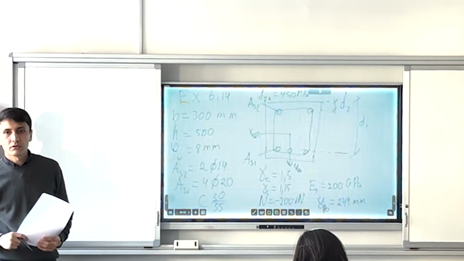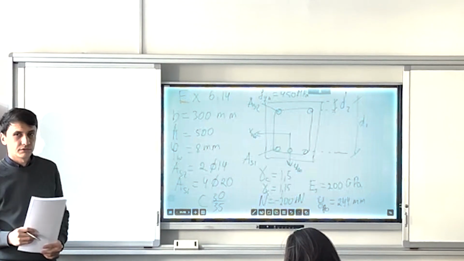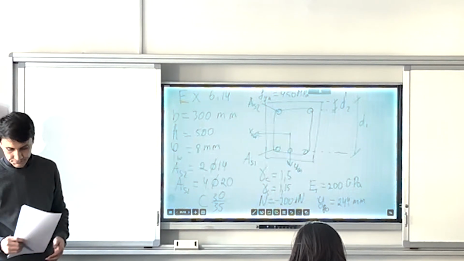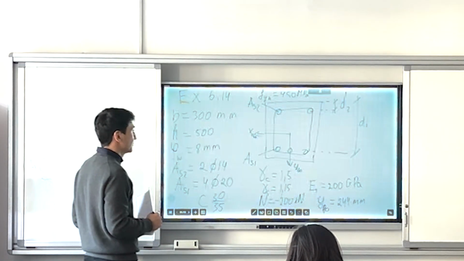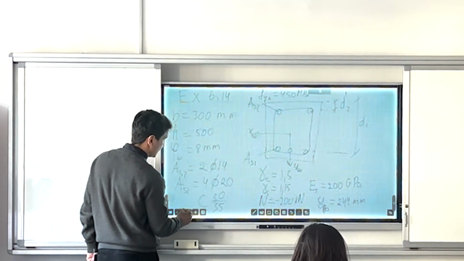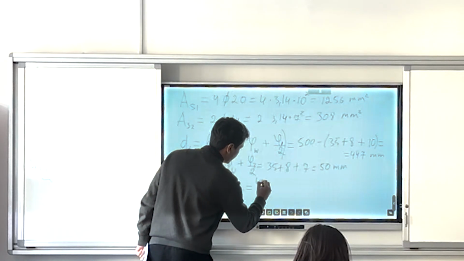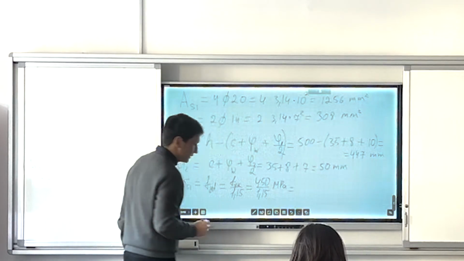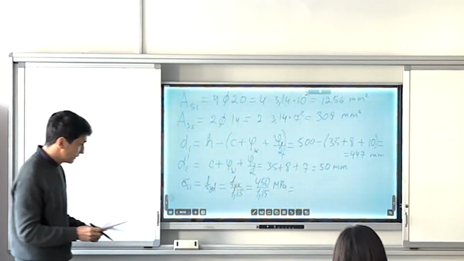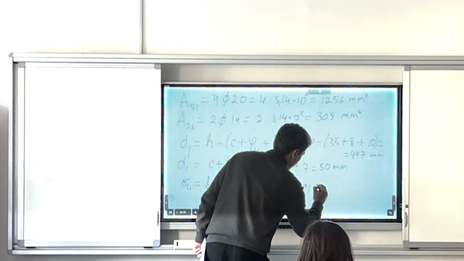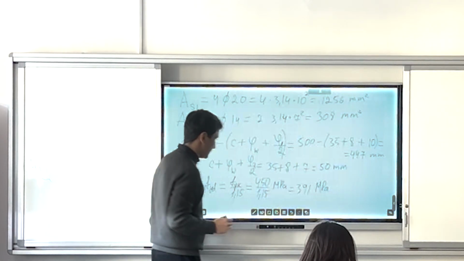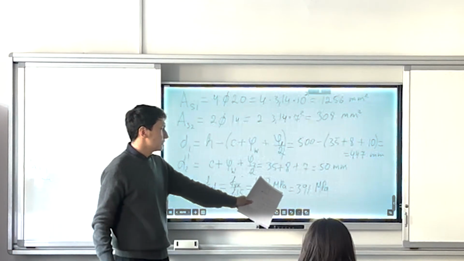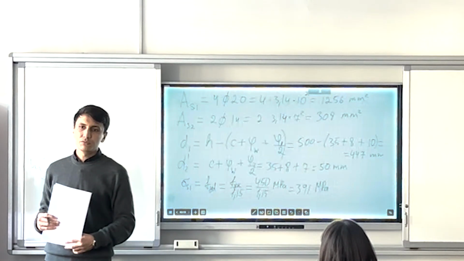In Uzbekistan, in the local codes, we have A400, which would be close to this one. We have A400 and we have A500. So you can check, you can take between them. So FYK is 450. So now I will divide 450 by 1.15, and it will be equal to 391 megapascals. So stress in the bottom rebar is equal to 391 megapascals. Why? Because bottom rebar is being yielded.